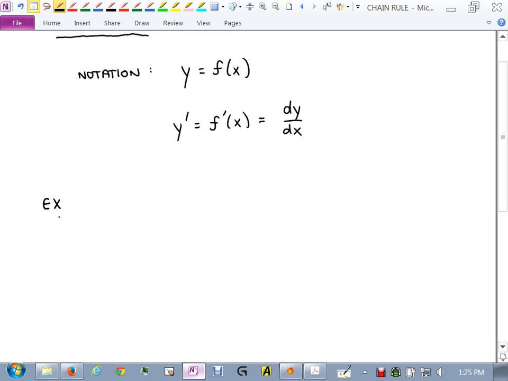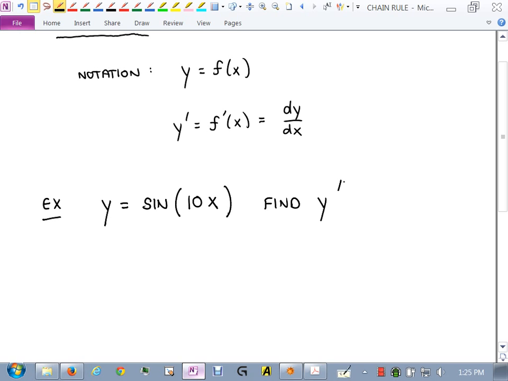So I'm going to start with an example. y is sine of 10x. I want to know what the derivative of that is. So your instinct might be, well, cosine of 10x, right? Because the derivative of sine is cosine, yes?